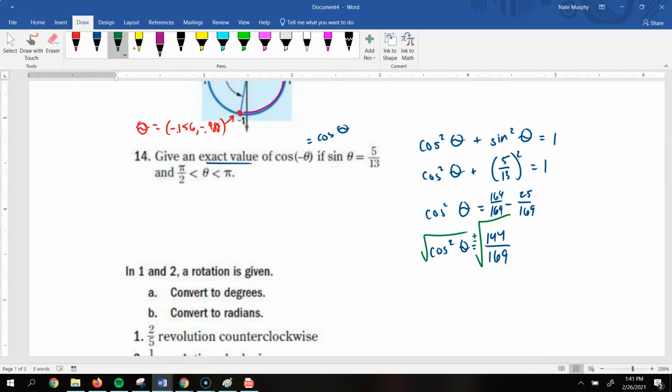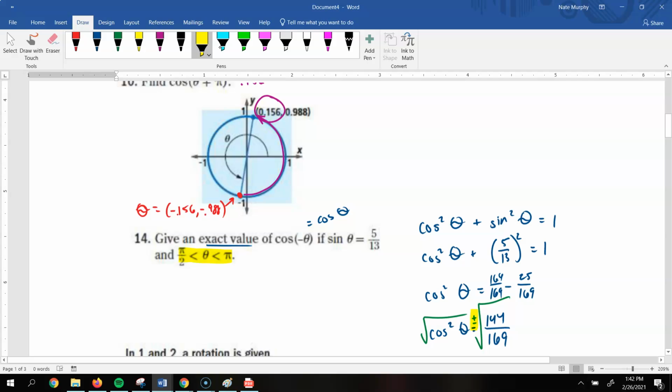Now when you take the square root of both sides, technically that means there's going to be two solutions, a positive and a negative. But they give us this restriction. This is telling us that our values are going to be between pi over 2 and pi. Well, pi over 2 and pi is over here in quadrant 2. And that's where the cosine, remember, is negative and the sine is positive. And we're trying to find the cosine here.